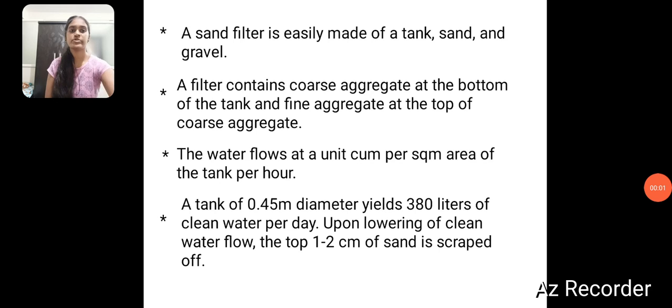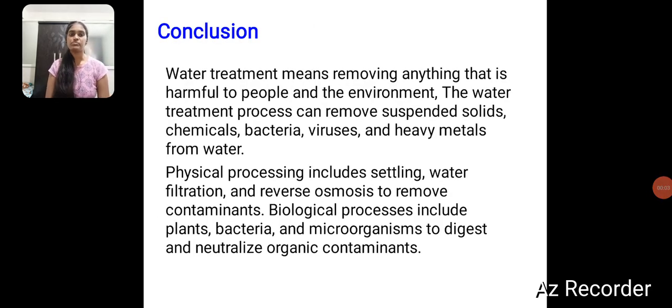Now, let me go to the conclusion. Water treatment means removing anything that is harmful to people and the environment. The water treatment process can remove suspended solids, chemicals, bacteria, viruses, and heavy metals from the water. Physical processing includes settling, filtration, and reverse osmosis, while biological processing uses bacteria and microorganisms to digest and neutralize organic contaminants.